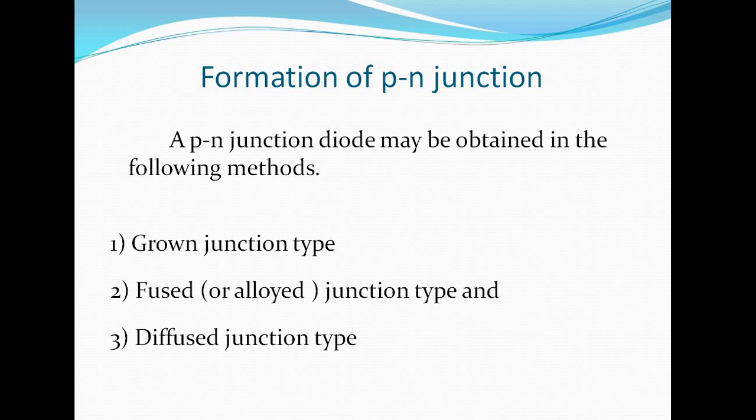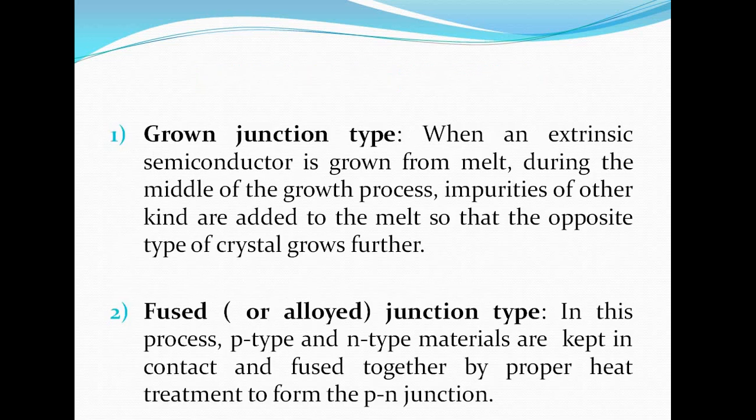Next, formation of the PN junction diode. A PN junction diode may be obtained by the following methods. The first one is the grown junction type, the second is the fused or alloyed junction type, and the third is the diffusion junction type. We can form the PN junction diode in these three ways.